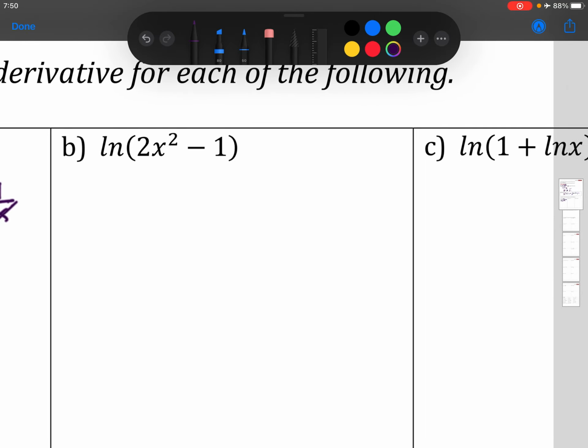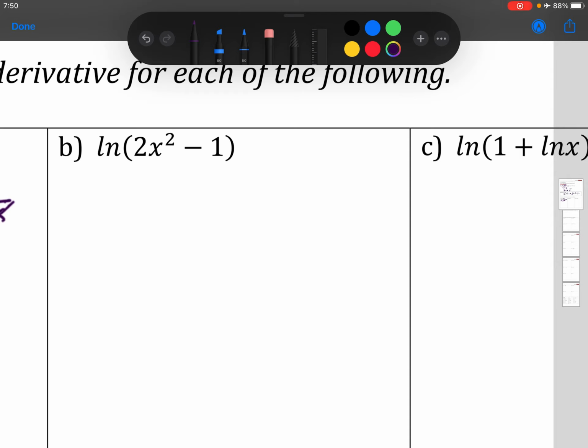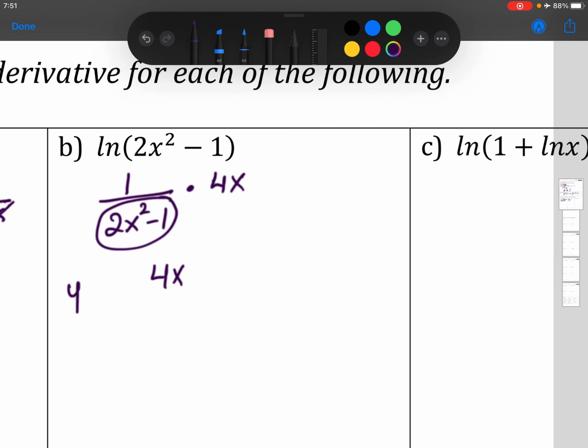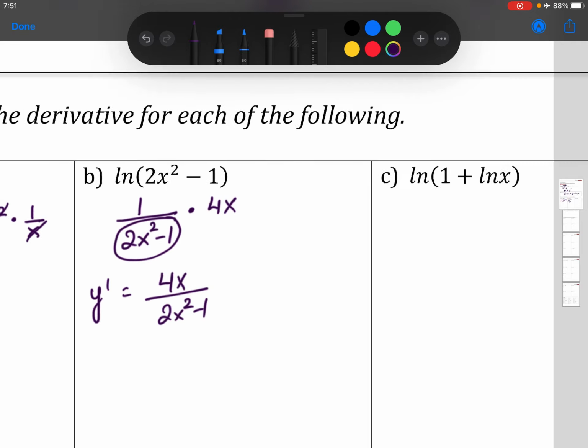B, again, it is what? The derivative of ln of anything is 1 over that function times the derivative of the inside using my chain rule. So it will be 4x. Y prime is equal to 4x over 2x squared minus 1.